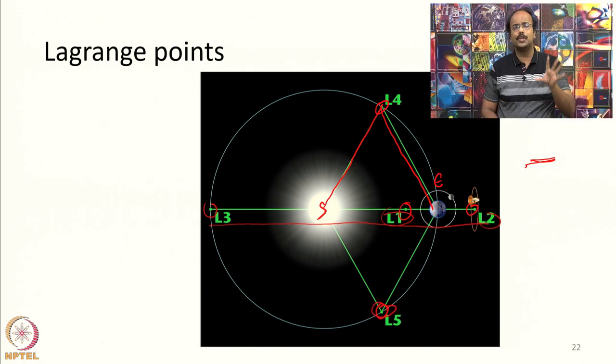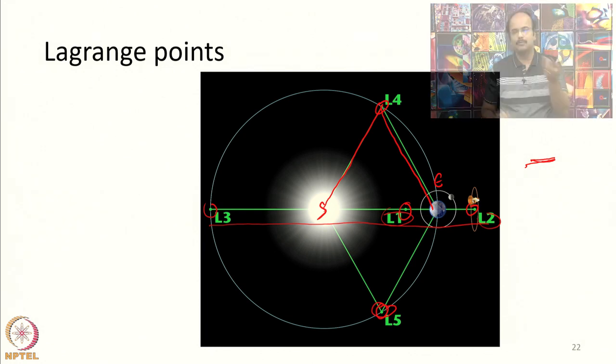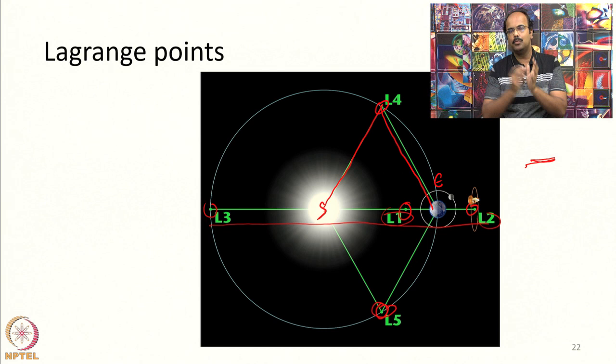So, in total 5 Lagrange points will be there for a two body system: Sun and Earth, Earth and Moon, and so on. You can fix 5 Lagrange points, and as the system moves, the 5 Lagrange points also will move.